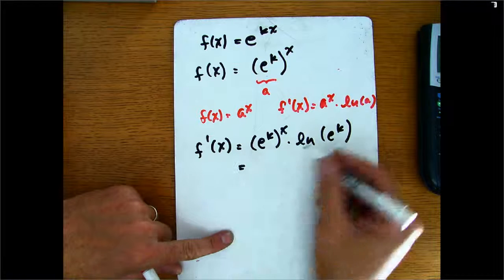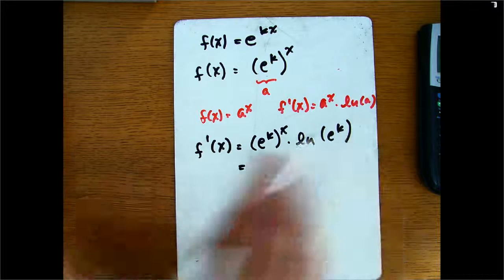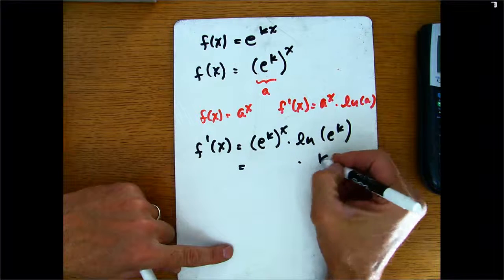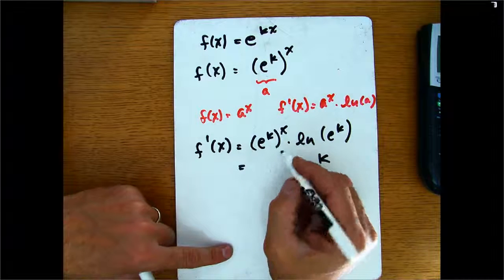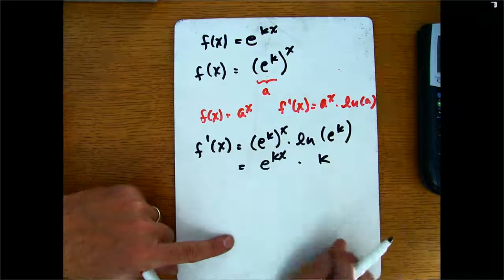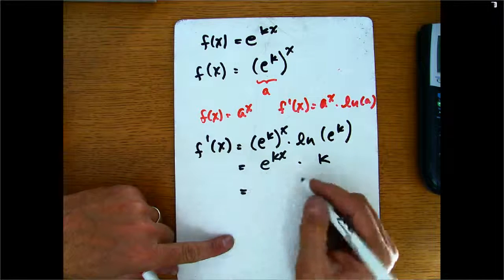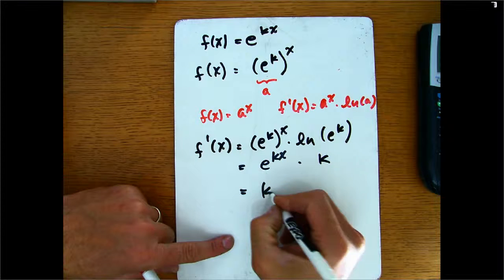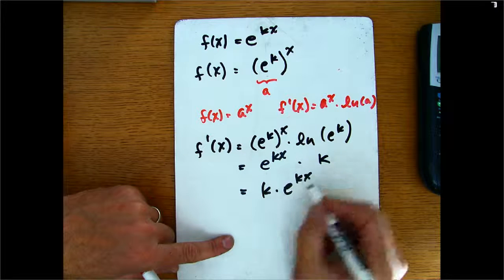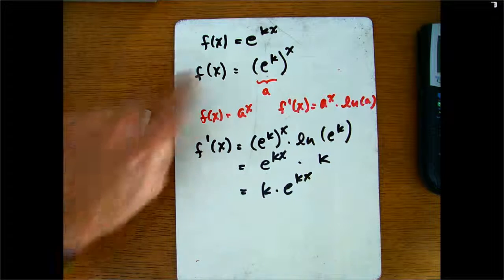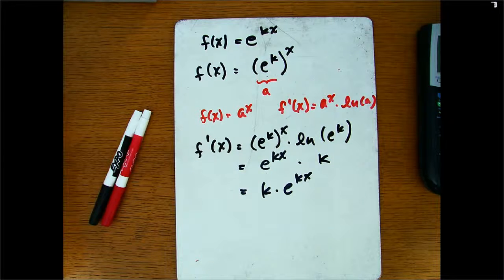And now I notice that the natural log of the exponential function, those two are inverses, so they undo each other. So this guy is just a k. And over here, e to the k to the x, that's e to the kx, the same as what we wrote up above. So the derivative of the function of form e to the kx must be k times e to the kx. So the k comes out in front whenever we take the derivative of something that has an argument next to the x value.